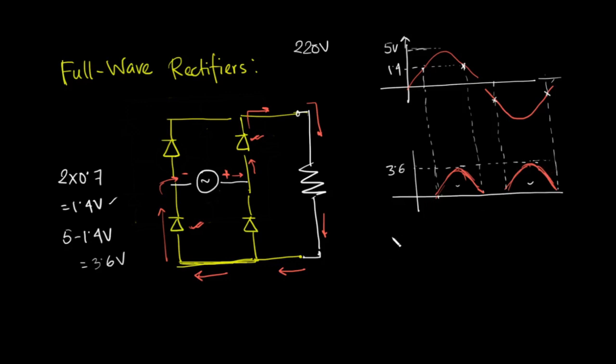So in general, if the peak of the input voltage is Vi and a diode drop is Vd naught, what will be the peak of the output voltage?